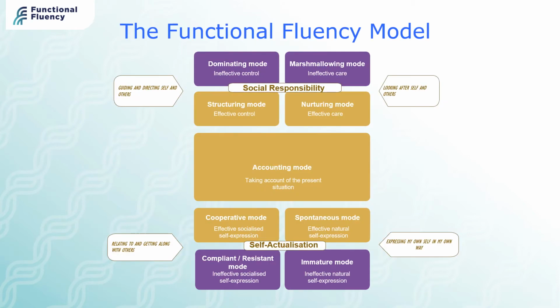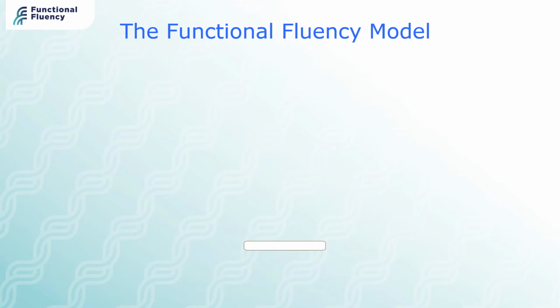So this gives us the full functional fluency model, and this one shows also the behaviours themselves, and I'm going to take you through that step by step as well. Let's start at the bottom with self-actualization, being an individual.